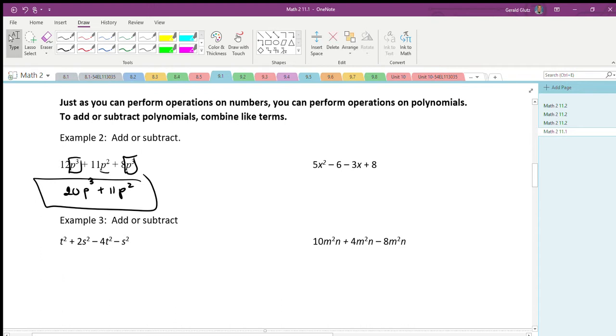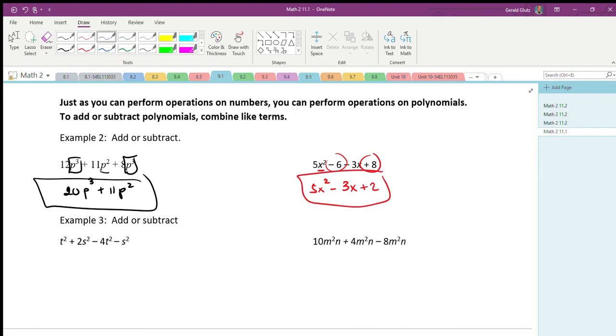Second part of example 2. So we got an x squared and x. Those are not like terms, but I do have two numbers here. So I have a negative 6 and an 8. If they're just numbers, those are like terms. So I'm going to write the highest exponent first, so 5x squared, there's nothing to combine it with, so I just leave it the way it is. There's nothing to combine with the x, so minus 3x. Negative 6 plus 8 would be plus 2, so that'd be my answer right there.